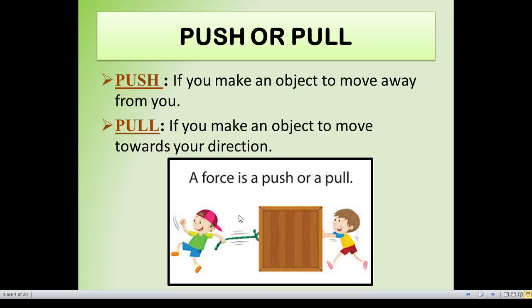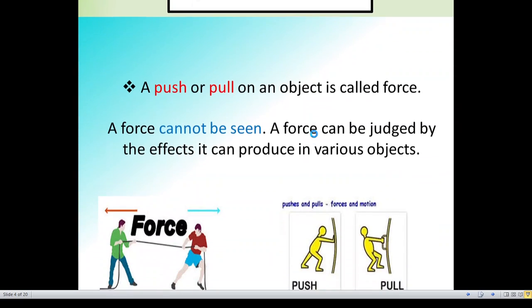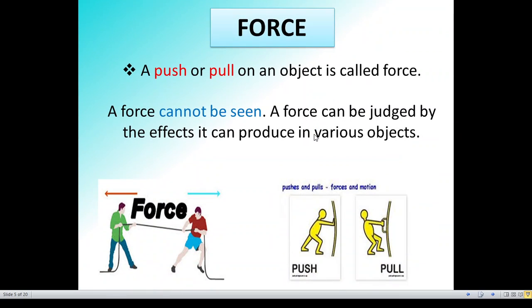Here look at the picture. One boy pushes the block of wood in this direction. Another boy pulls the block of wood in this direction. So I repeat, a push means you make an object move away from your direction, and if you make an object move towards your direction, it's called pull. What is force? Already I told you, a push or pull on an object is called force.